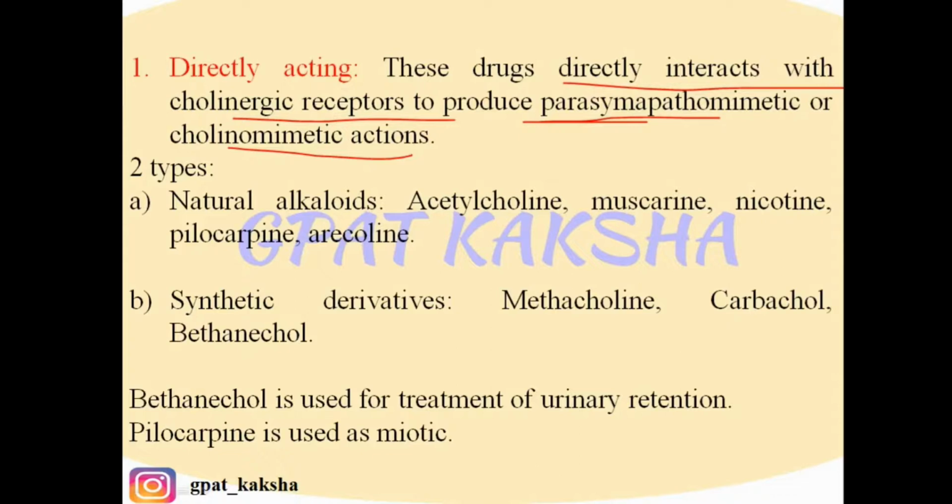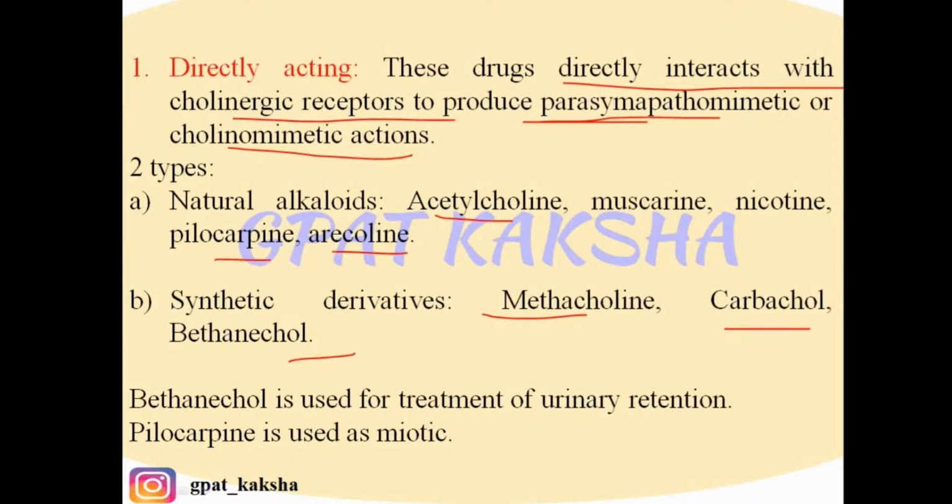and muscarinic receptors. The directly acting drugs are of two types: natural alkaloids, which includes acetylcholine, muscarine, nicotine, pilocarpine and arecoline, and synthetic derivatives, which includes methacholine, carbachol and bethanechol.